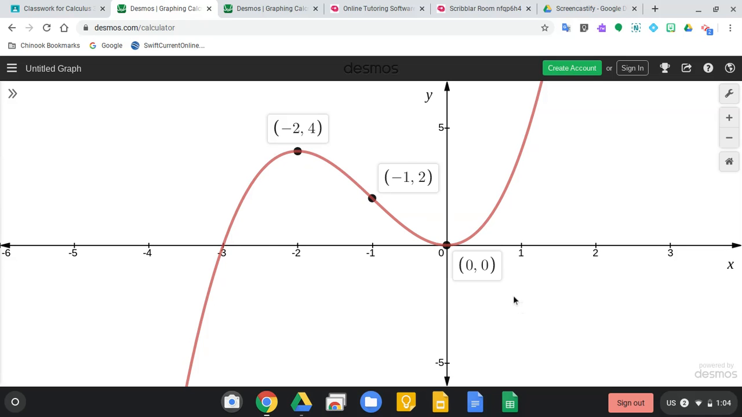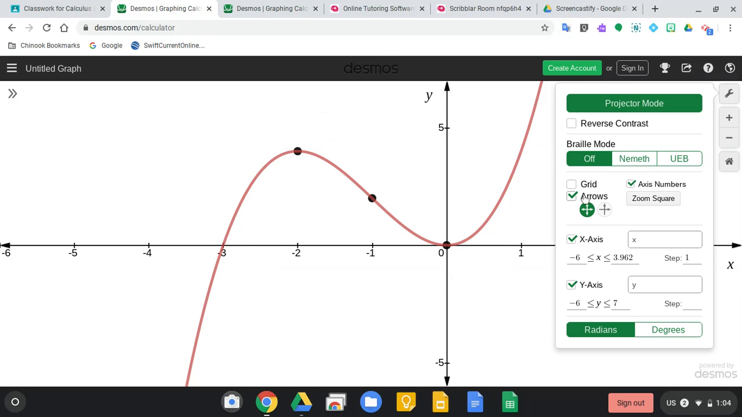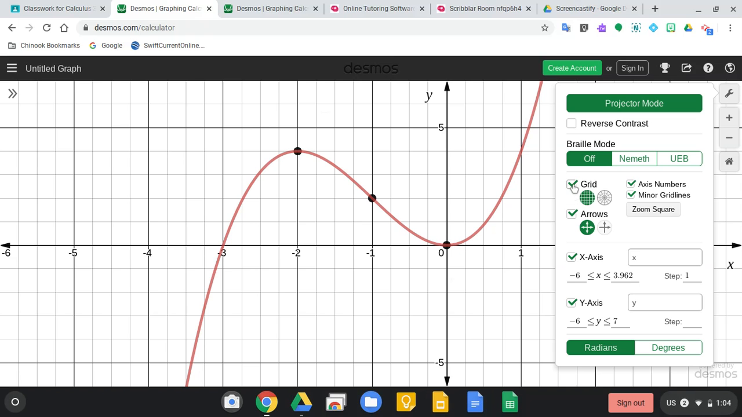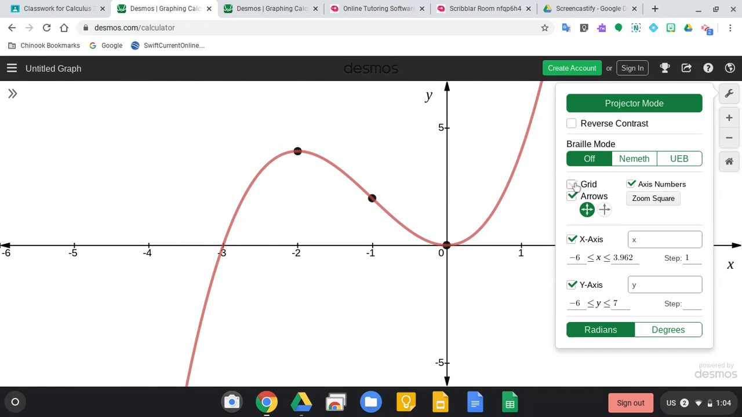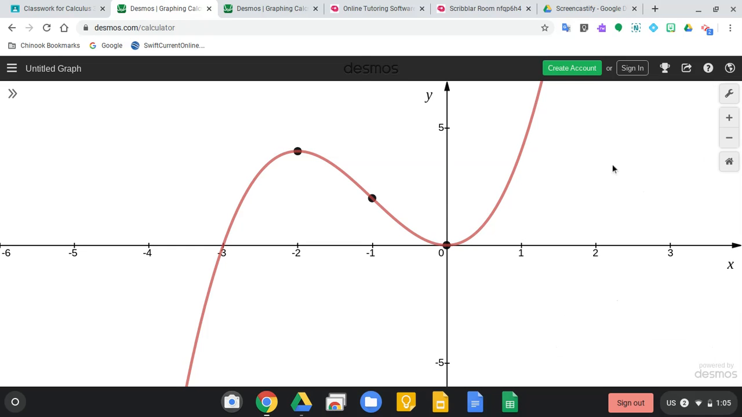Now I'm going to stop here. This has nothing to do with calculus. This is just a Desmos tip. If you go into that wrench icon, you can turn your grid on or off. I turned it off for this so that it would be less distracting. The other thing you can do is you can label your x-axis. I labeled this x, I labeled that y, and then you can also turn your arrows on or off and have them on all four or just going to the right or going up. So that's something you can do to make your graph less cluttered when you're using Desmos.